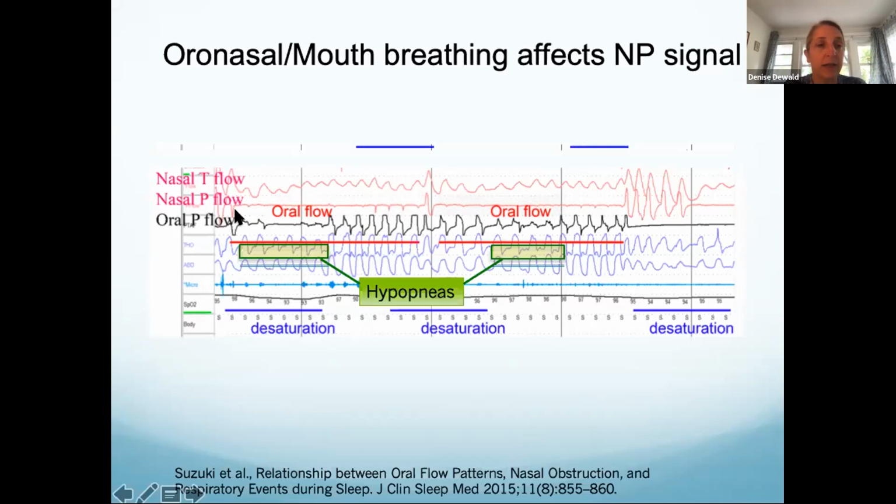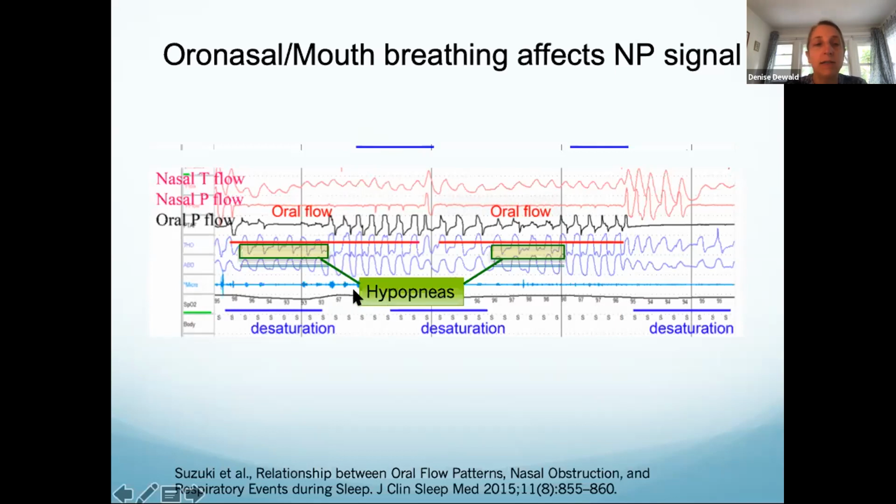So basically, he was doing some nasal breathing. Here you have your nasal pressure flow. Then he had a hypopnea, and then he had an arousal where he started breathing with his mouth, and then he did it again. And each time there was a desaturation. This looks like it was a 3% desat.